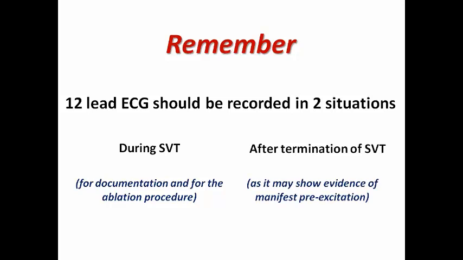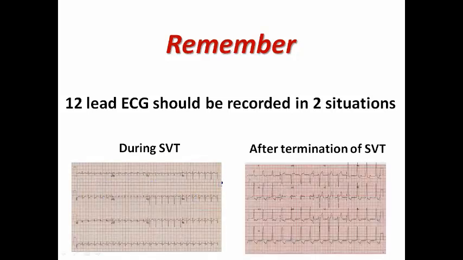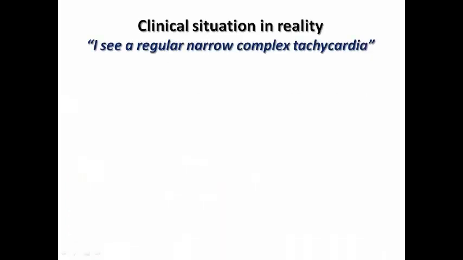And after termination of SVT, as it may show evidence of manifest pre-excitation, which gives a clue that this SVT was orthodromic AVRT, as the resting ECG shows a delta wave, wide complex, and short PR interval suggestive of Wolff-Parkinson-White syndrome appearing in the ECG as manifest pre-excitation. So here, for example, during SVT, just a regular narrow complex tachycardia, after termination it shows manifest pre-excitation, and it may show a normal resting ECG, which could occur with AVNRT, with atrial tachycardia, or sometimes with AVRT in case of a concealed accessory pathway.